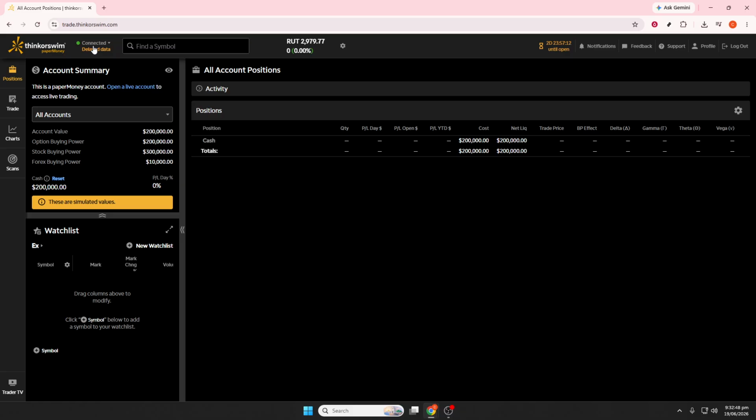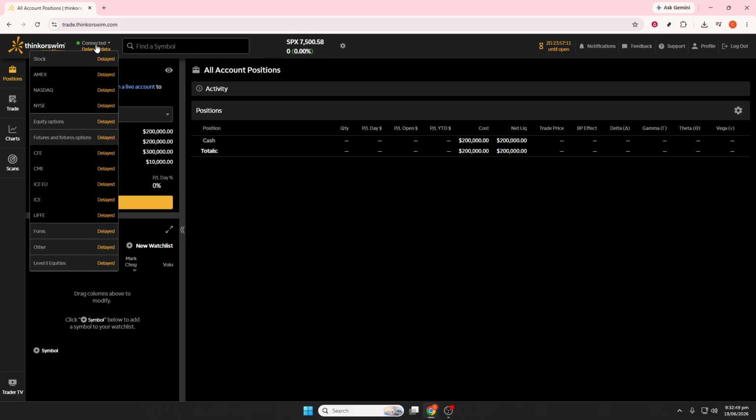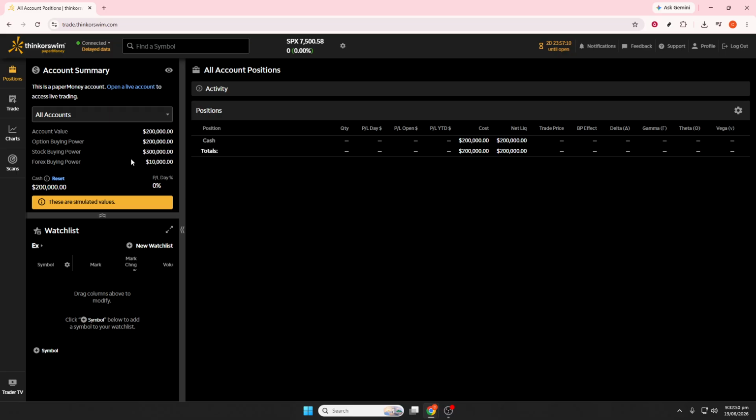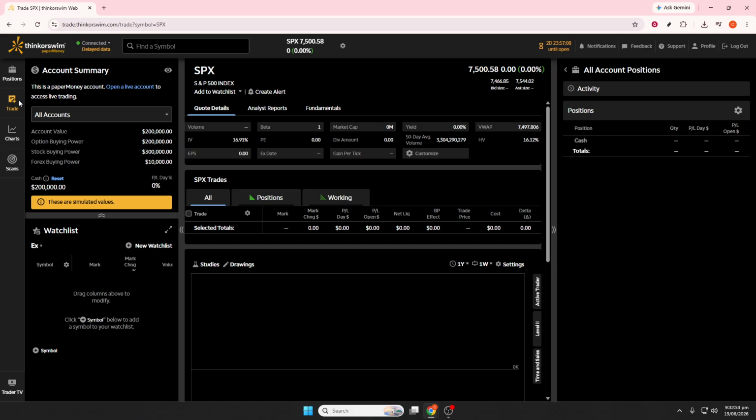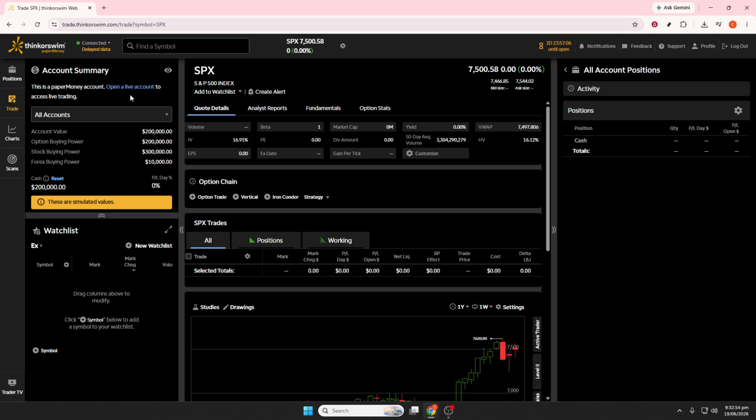Next, find the symbol box and type in the ticker or market symbol you want to trade. For example, you might enter AAPL, TSLA, SPY, or a Forex pair like EUR/USD. Once you enter the symbol, Thinkorswim will display useful market data such as the current price, the bid, the ask, volume, and the day's high and low.